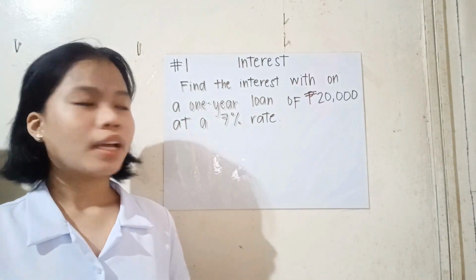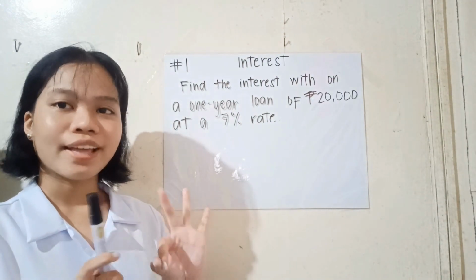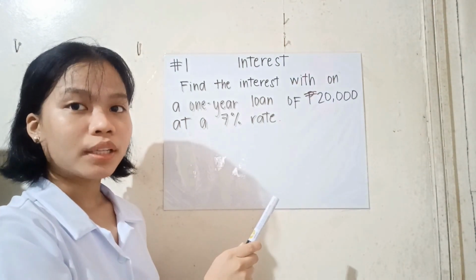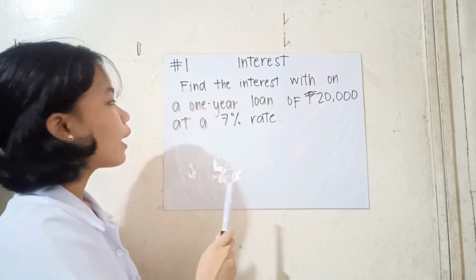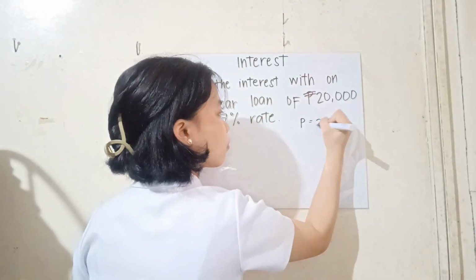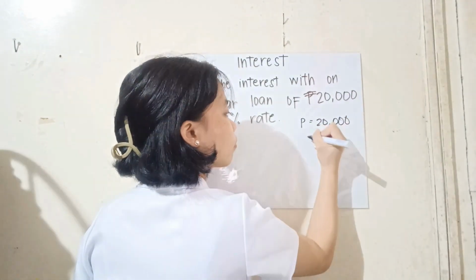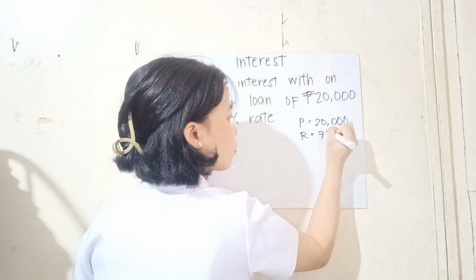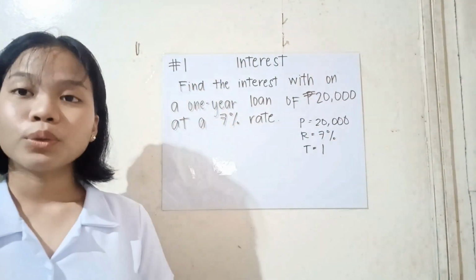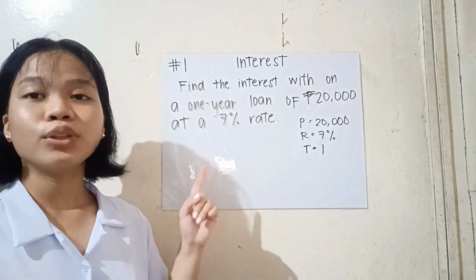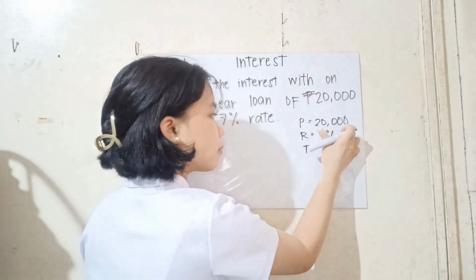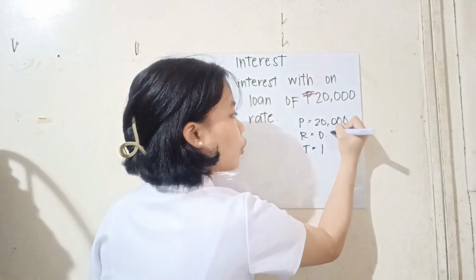The first step would be identifying the principal, rate, and time. The principal would be the 20,000 pesos because it is the borrowed money, 7% for the rate, and 1 year for the time. But wait, we have to transform the rate into its decimal form. So this will be 0.07.